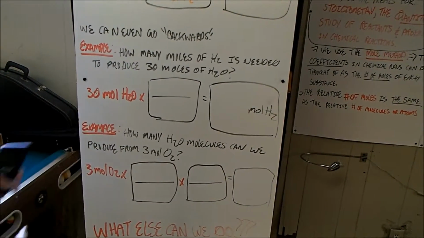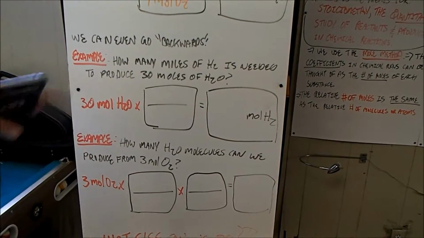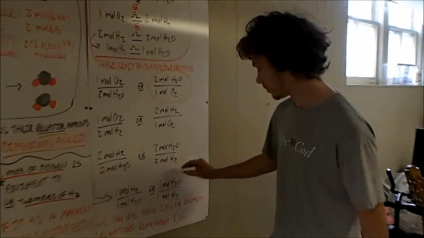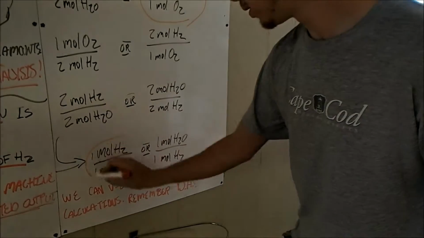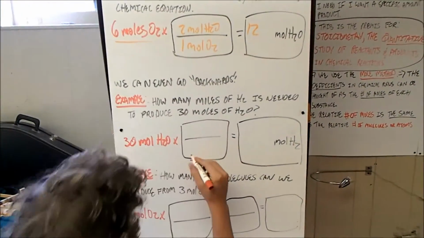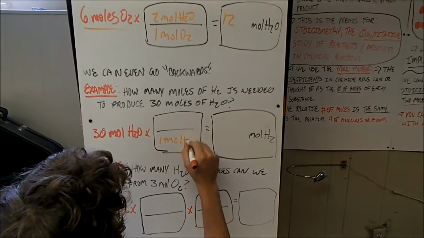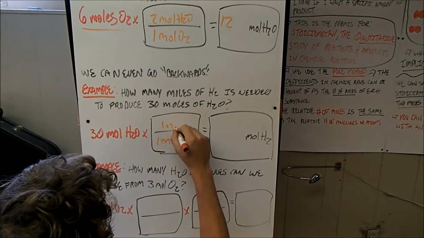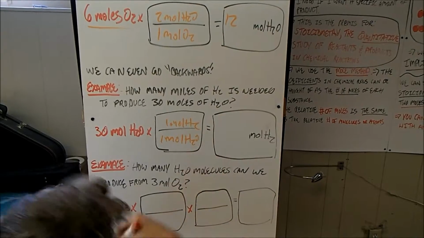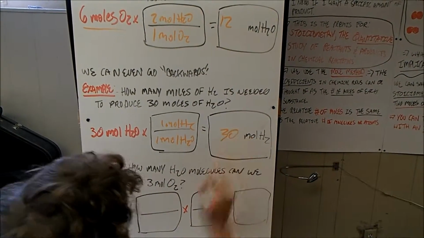So we need a conversion factor with water and hydrogen, and we need hydrogen on top. So we go over here. I'll pick the simple one. We need hydrogen on top. So it's a 1-to-1 ratio. We go 1 mole of H2O, 1 mole of H2. And we just multiply it out and we get 30 moles of H2.